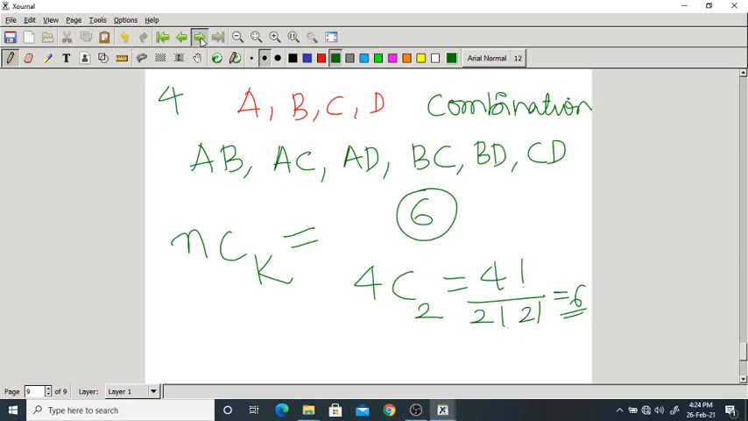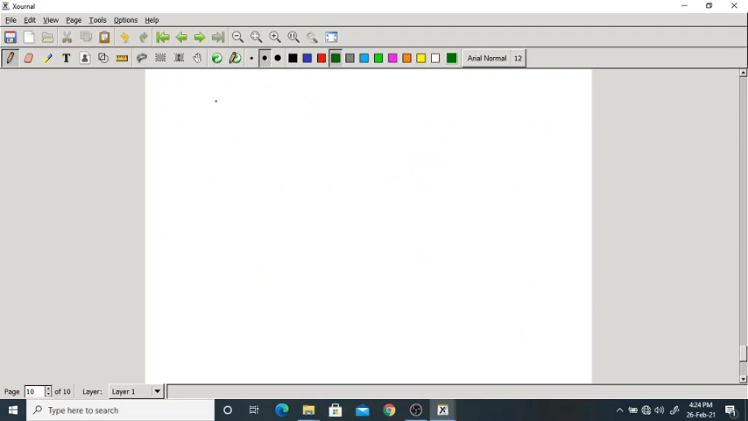Here, let me take the word tattoo. First of all, how many letters are there? 1, 2, 3, 4, 5, 6. So in how many ways can you rearrange? Rearranging means permutations. How many ways? 6 factorial, because we are rearranging all the letters.